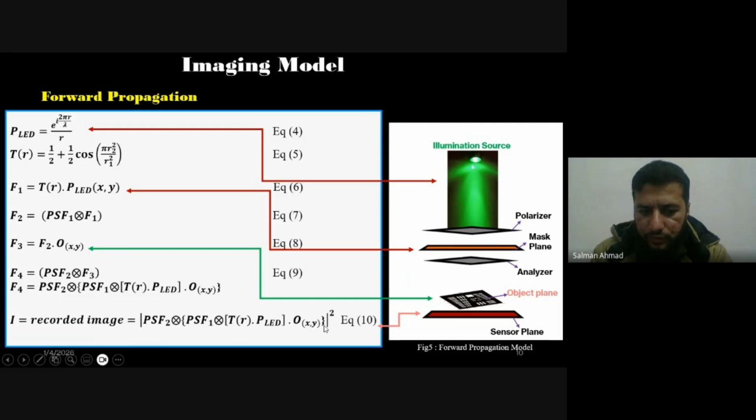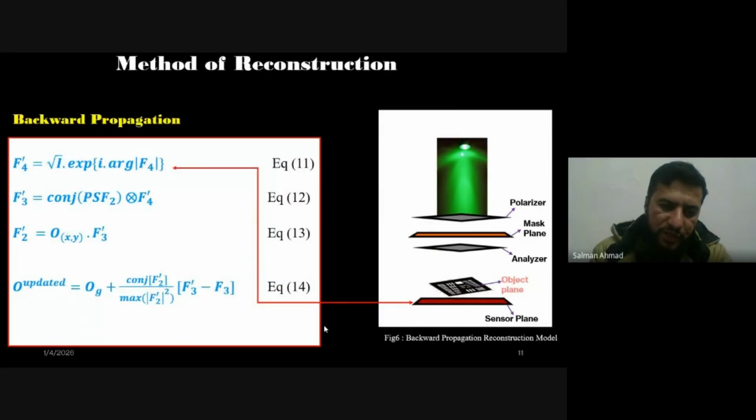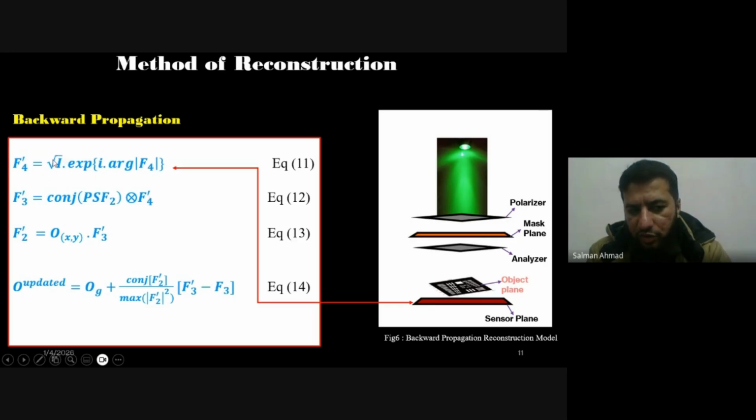In the backward propagation model, we back propagate from the sensor plane towards the object plane, and then at the mask. There we take the square root of the intensity and the exponential function, and then take its conjugate. Then we use different Fourier optics terminologies and equations, and at the end we update in this form.